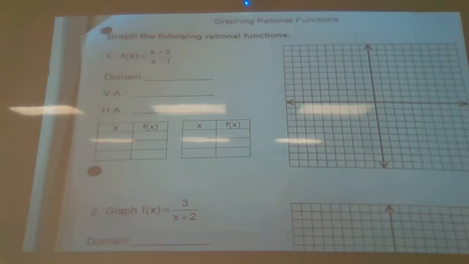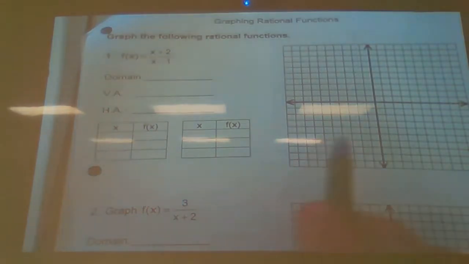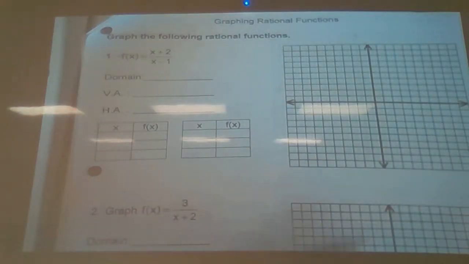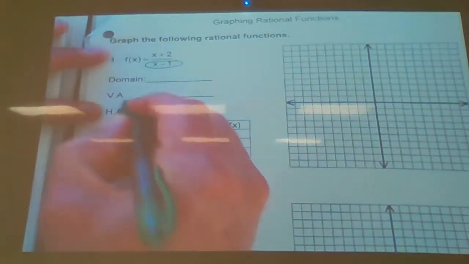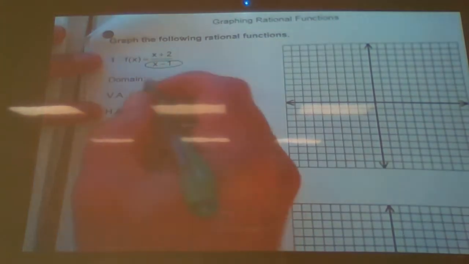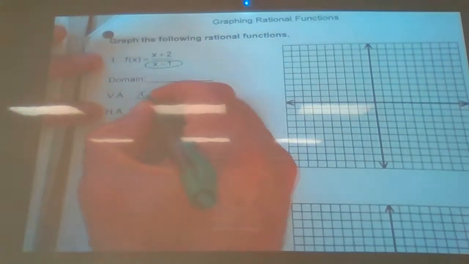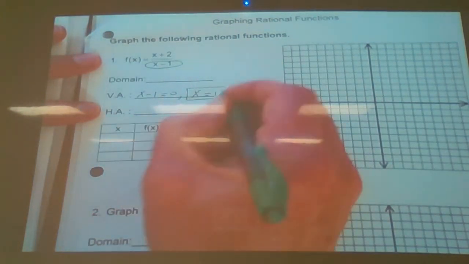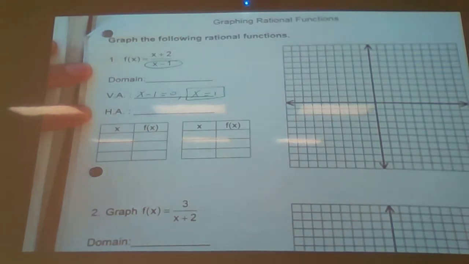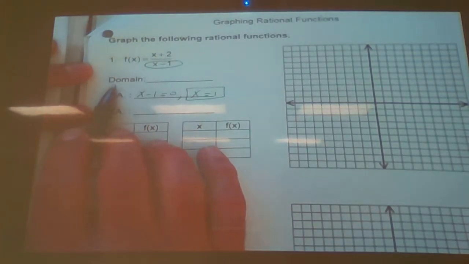For this section, we're going to graph rational functions. Given a rational function, to graph it, the first thing I'm going to do is find the VA, the vertical asymptote. To do that, we solve the denominator. If you solve this one, you get x equals 1. Then I can answer the question about the domain.